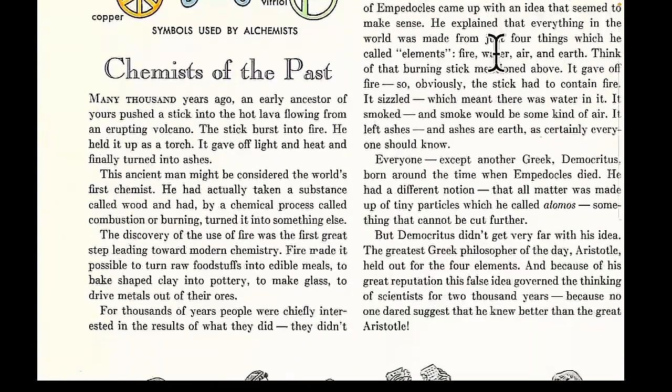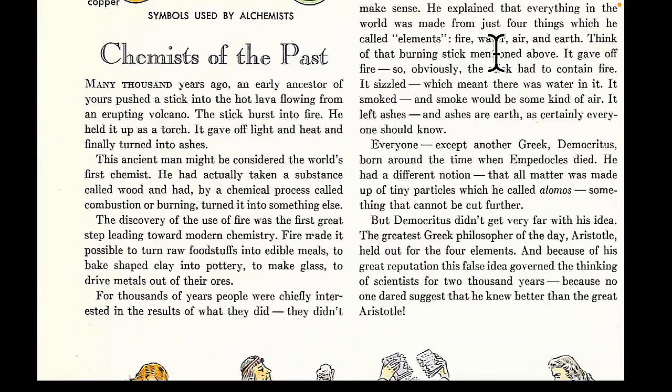Chemists of the past. Many thousands of years ago, an early ancestor of yours pushed a stick into the hot lava flowing from an erupting volcano. The stick burst into fire. He held it up as a torch. It gave off light and heat. Finally it turned into ashes. This ancient man might be considered the world's first chemist.